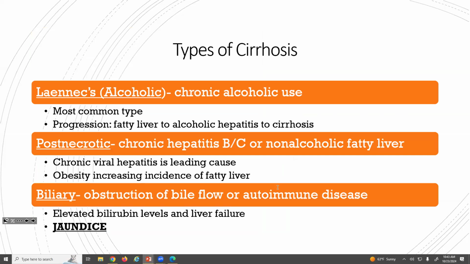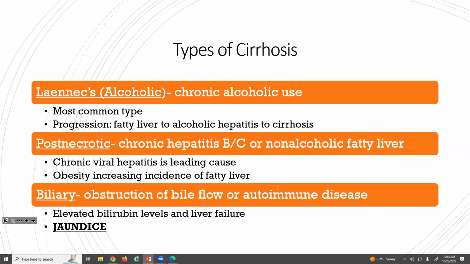And there are different types, okay? I think most commonly we see Laennec's or alcoholic, chronic alcohol use cirrhosis, right? Progression: we start with fatty liver, leading to what they call alcoholic hepatitis, which is inflammation of the liver, and further cirrhosis. So it happens in stages. You don't just drink alcohol and wake up one day with cirrhosis. It happens over time, because we start with fatty liver, progressing to some fibrotic tissue, and then overall liver cirrhosis.